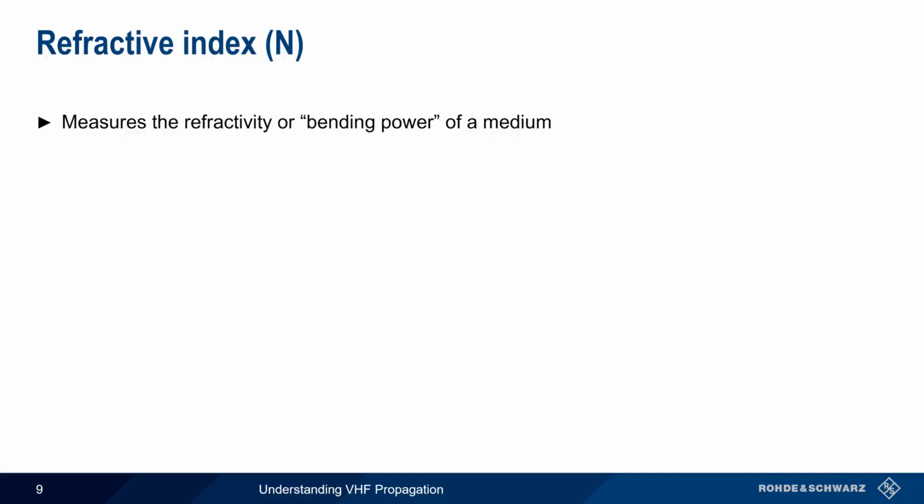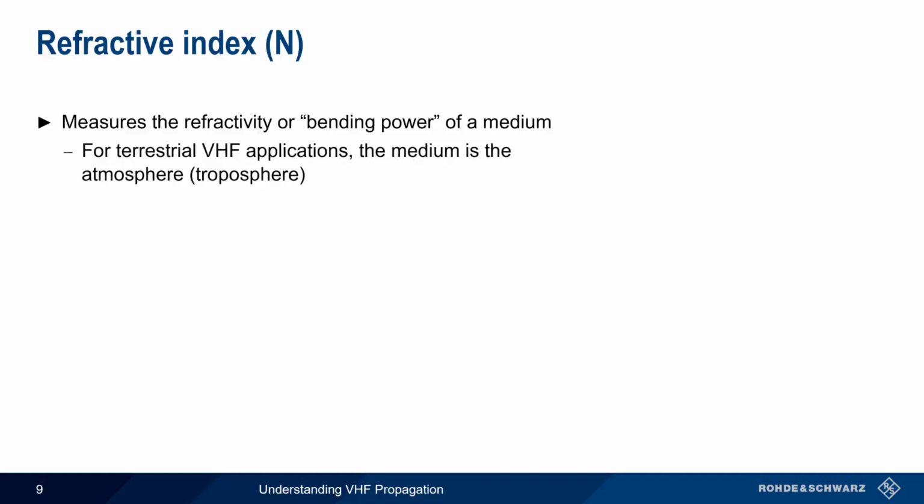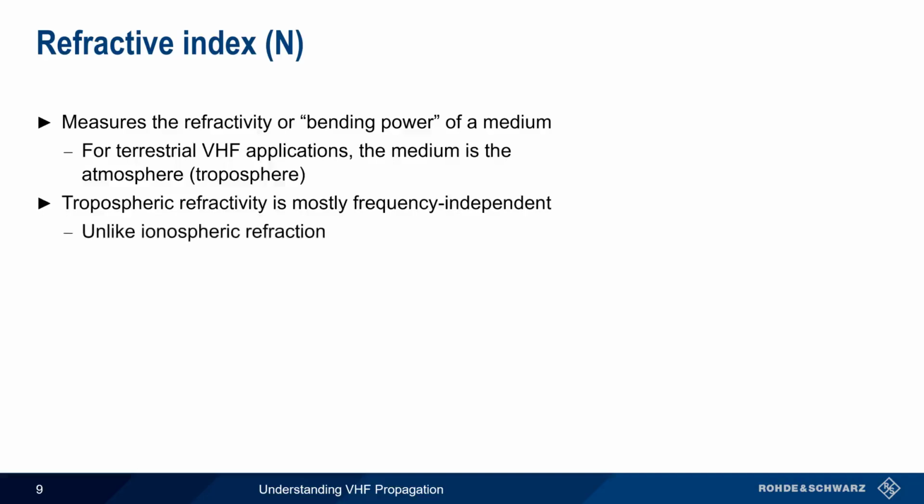For VHF signals in terrestrial applications, the medium is the atmosphere, or more specifically the troposphere, which is the lowest layer of the atmosphere and where most weather occurs. For the most part, tropospheric refraction is independent of frequency, and this is different from ionospheric refraction, which often has a very strong frequency dependence.